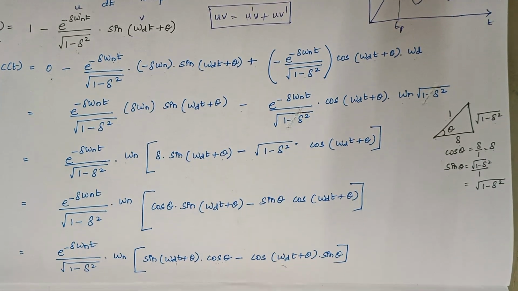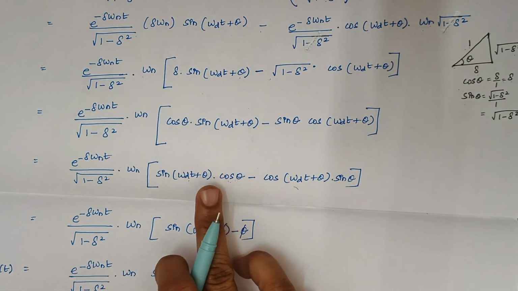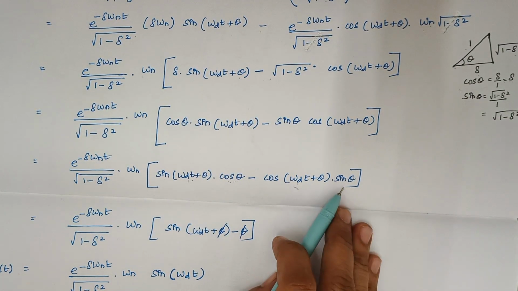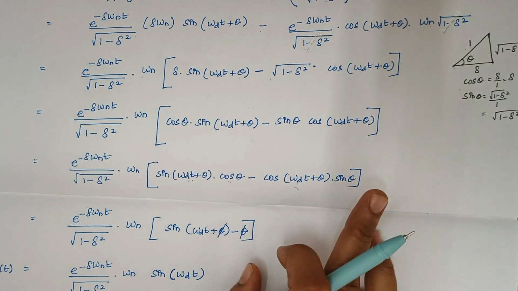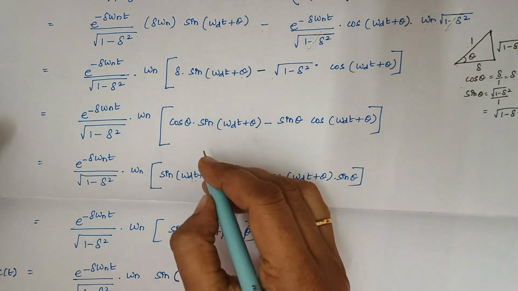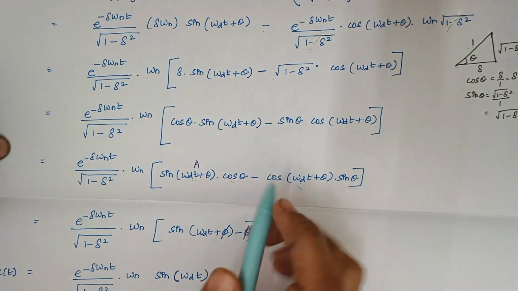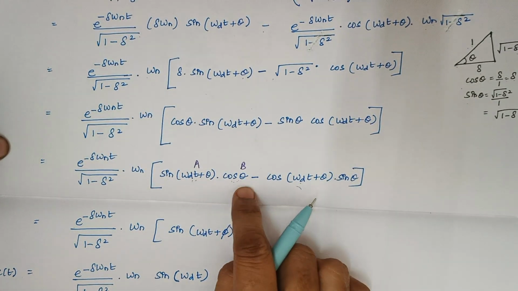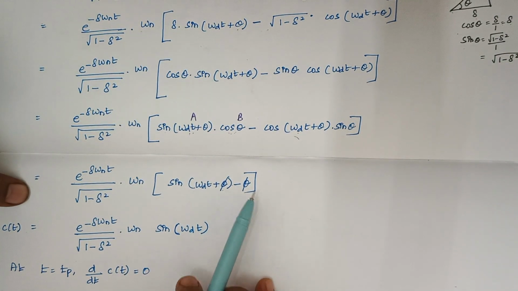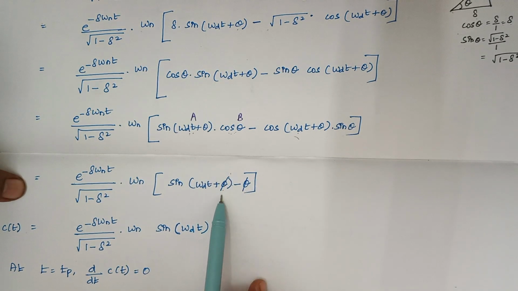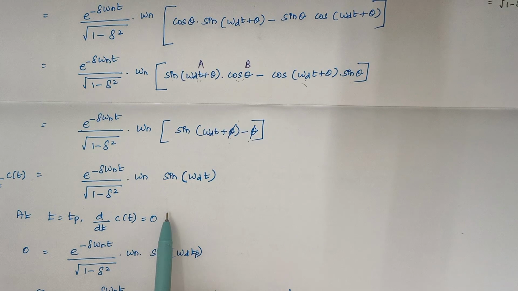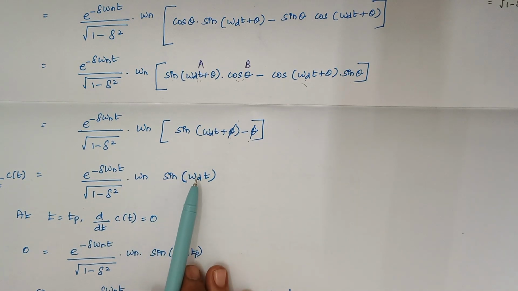Now, when you look at this expression, that is sin A cos B minus cos A sin B, this is nothing but the formula of sin A minus B. So in the place of A I am having this one, and in the place of B I am having theta. So sin A minus B. So here again plus theta and minus theta cancel each other, and finally we will be having sin omega dt.